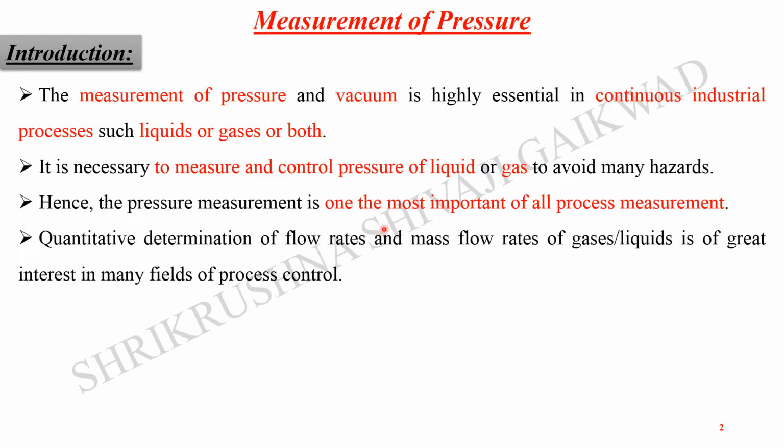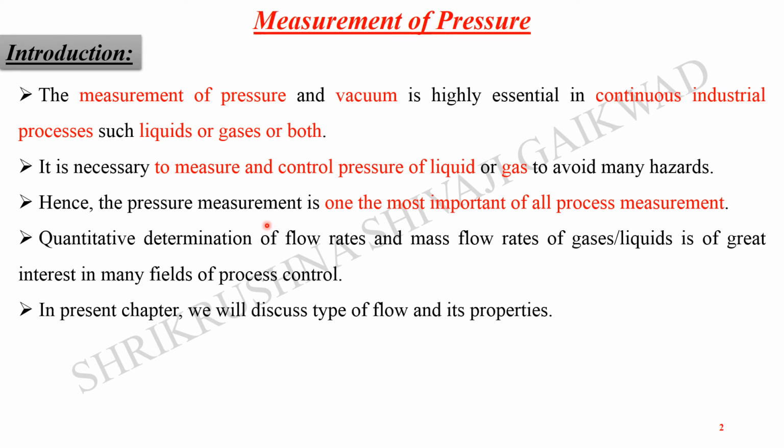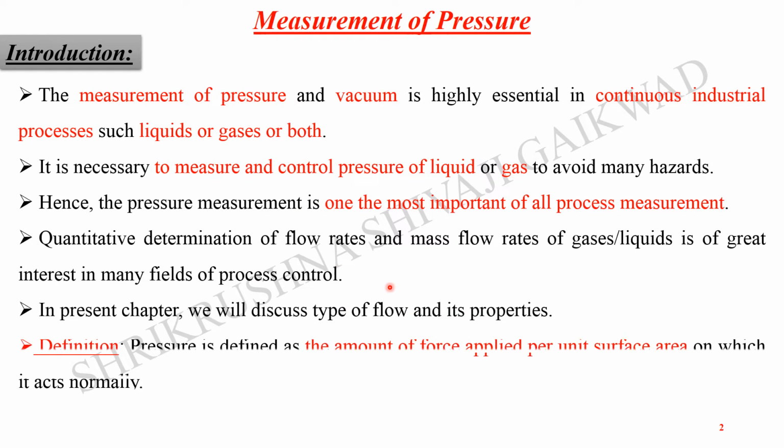Quantitative measurement of the flow rates and mass flow rates of gases or liquids is of great interest in many fields of process control. Actually, process control mainly depends upon the determination of the flow rates of liquids or gases. In the present chapter, we will discuss the types of flow and its properties, and we'll try to understand how to measure these flows by using various methodologies.